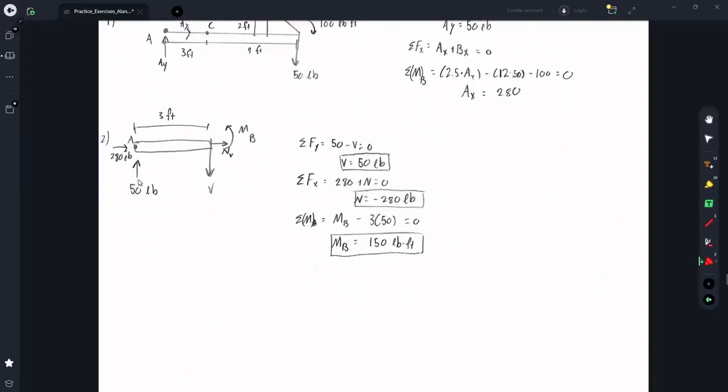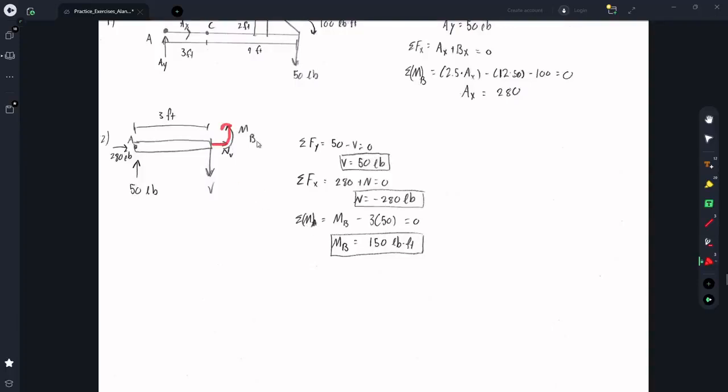In the y direction, we have the 50 pounds from the support A, and then minus the shear going down. So the shear is just going to be equal to 50 pounds. Summing the forces in the x direction, we have 280 pounds, the support at A, plus the normal, which goes in the same direction. So this normal is going to be equal to negative 280 pounds, or 280 pounds in the negative x direction.